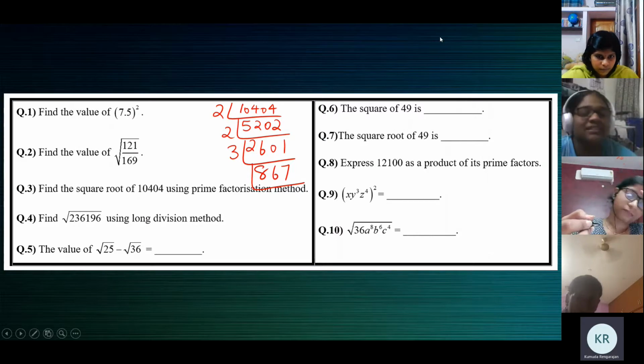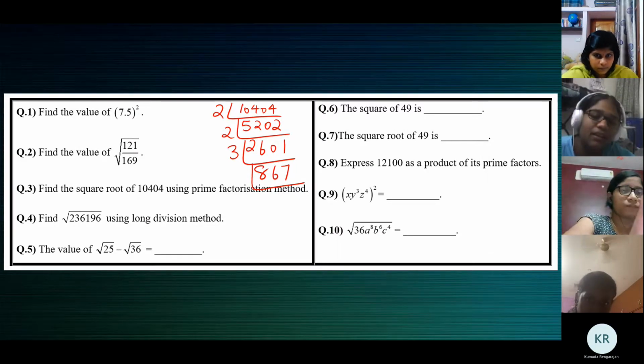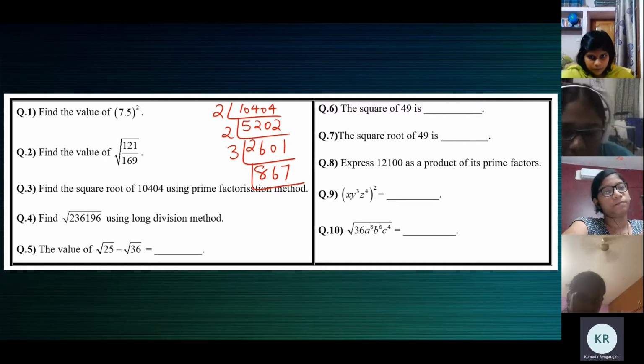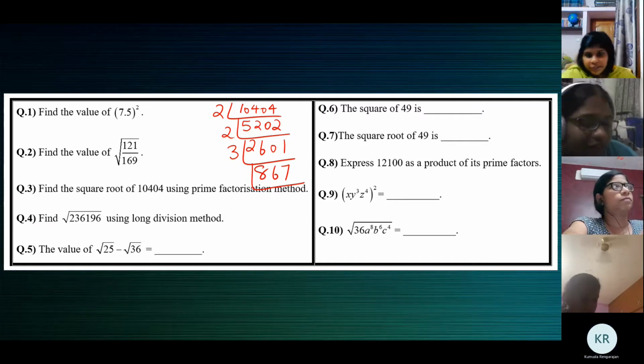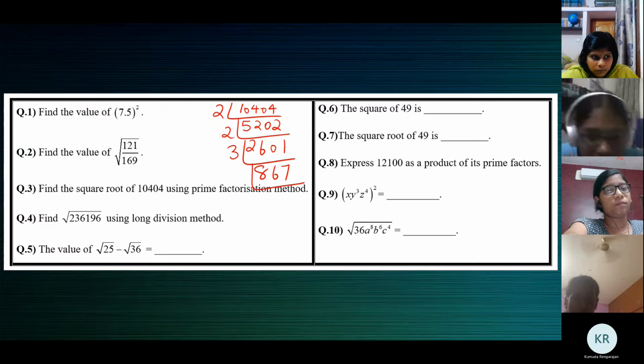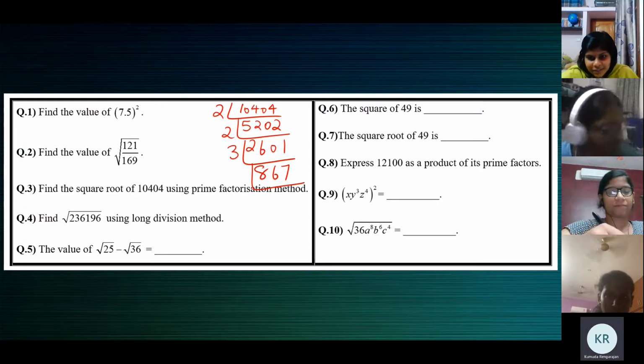What is 8 plus 6? 14, ma'am. What is 14 plus 7? 21, ma'am. Is 21 divisible by 3? Yes, ma'am. Then 867 is divisible by 3.